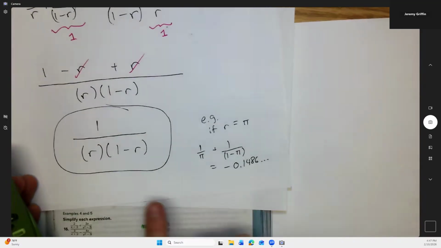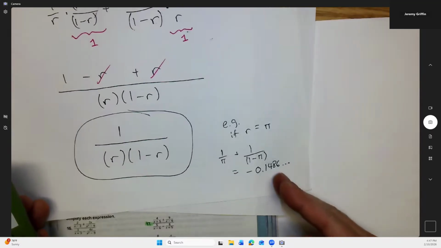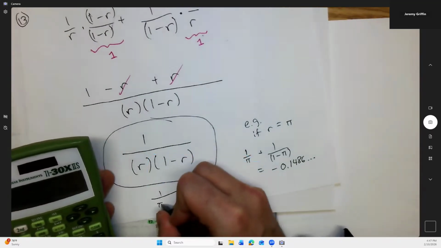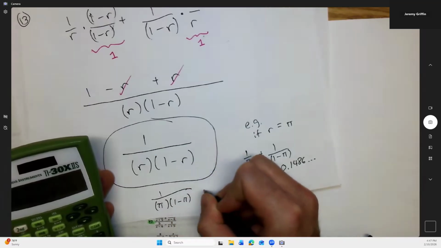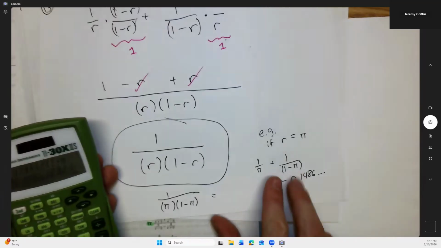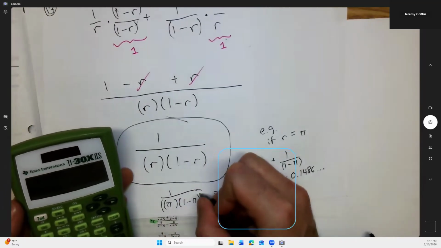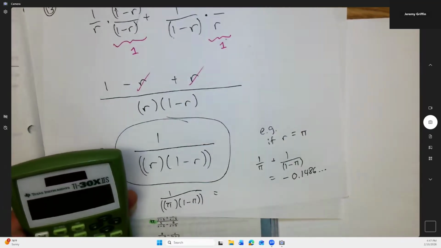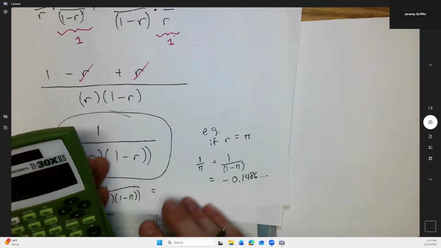Now, what if I plug pi into my simplified expression? I've got to get the exact same number, otherwise I messed up somewhere. So what is 1 over pi times 1 minus pi? It looks different, but is it really the same thing? It should be 1 over, and then in parentheses, make sure you put parentheses here, pi times 1 minus pi. Come on, say oh yeah, it is.